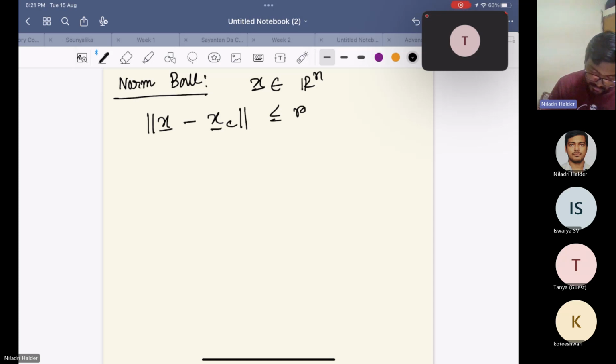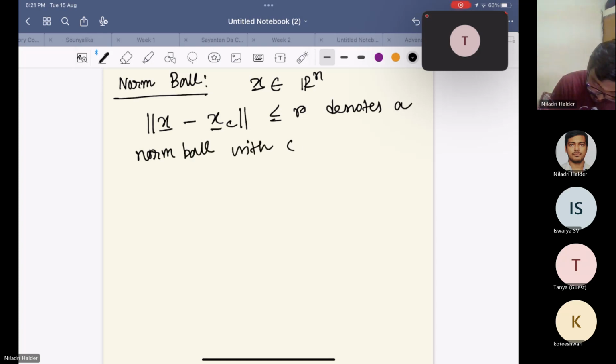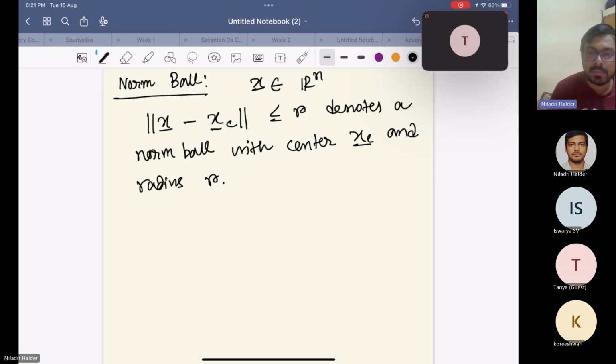this denotes a norm ball with center xc and radius r. So this is the definition of a norm ball. The professor has already shown that this norm ball itself is a convex set.